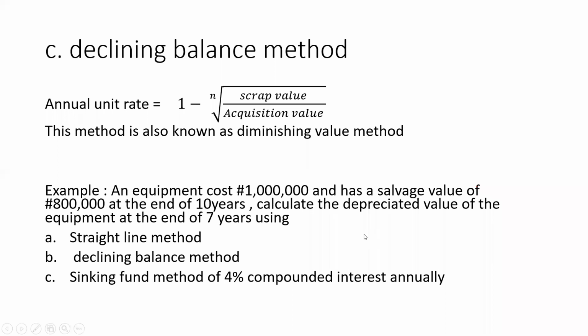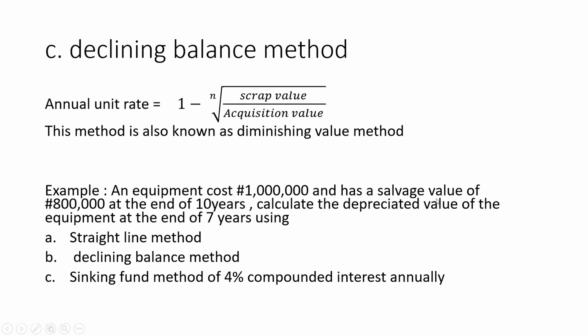Okay, so let's start with straight line method. Please note, from the question, we already know that our acquisition money or acquisition value is 1 million naira, and our salvage value, which is also known as scrap value, is 800,000 naira, where 10 years is the useful life, number of useful life.